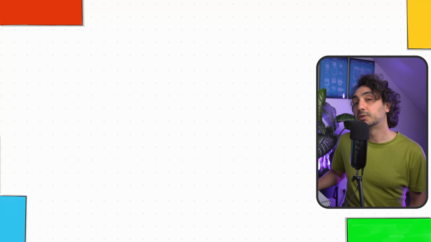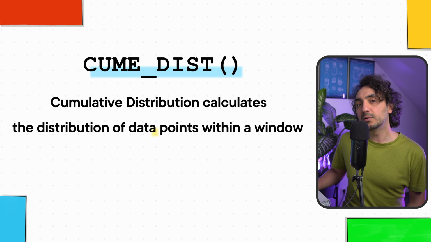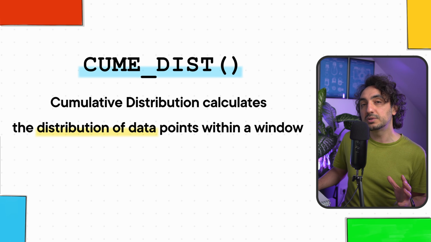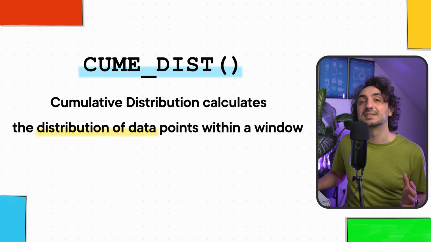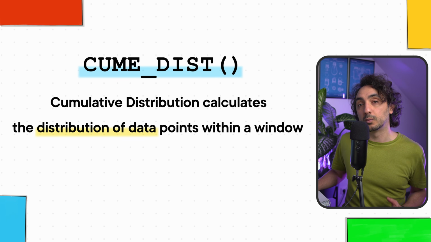Alright everyone, so now let's start with the first function. We have the cubedist and it stands for cumulative distribution. It's gonna go and focus or calculate the distribution of your data points within a window. So what this means, in order to understand it, we're gonna go and have a very simple example to understand how SQL works with this function.